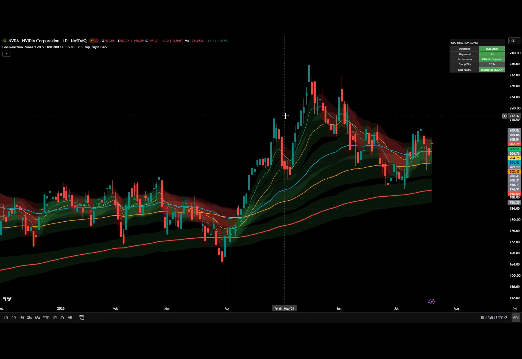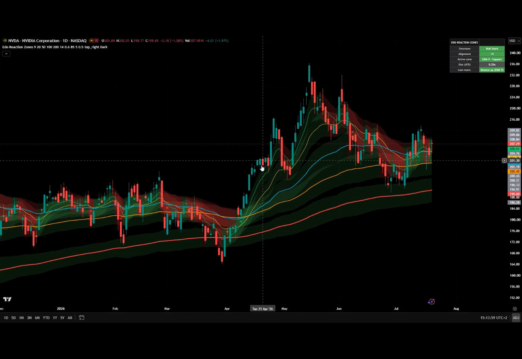Line thickness grows with length, so the slow average stands out as the main reference while the fast ones keep the chart uncluttered. And the distance between them is itself a read of strength. Separated, ordered averages mean a powerful trend, like this one. Averages bunched together mean a market with no direction.